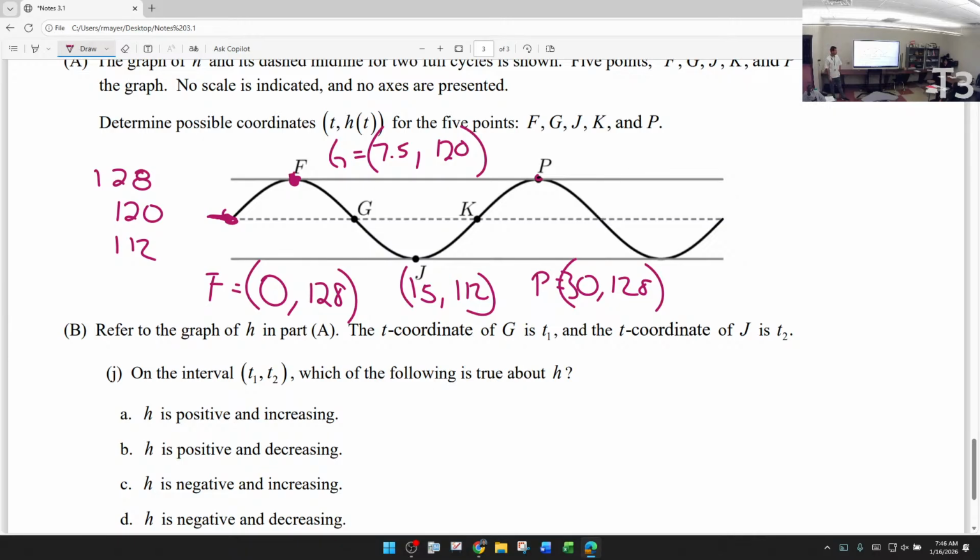Make it easy. And then K, I don't have a whole lot of room anymore, so I'm just going to go over here. I don't care where you do it; you just have to label these things. Halfway between 15 and 30 is 7.5 more: 15, 16, 17, 18, 19, 20, 21, 22 and a half. 22.5. And the height is 120.